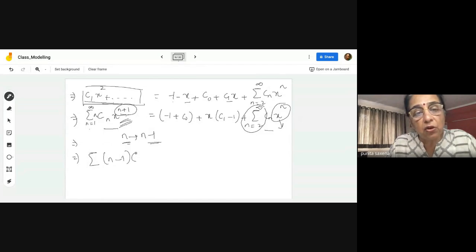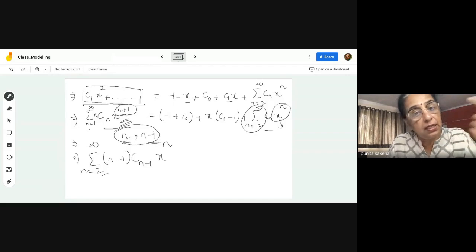as n minus 1, c n minus 1, x to the power n, but n from 2 to infinity, because I will increase my starting point. See, this is the logic that you have to remember. Whether you are increasing your index or decreasing your index, accordingly, you will be either decreasing your starting point or increasing your starting point.